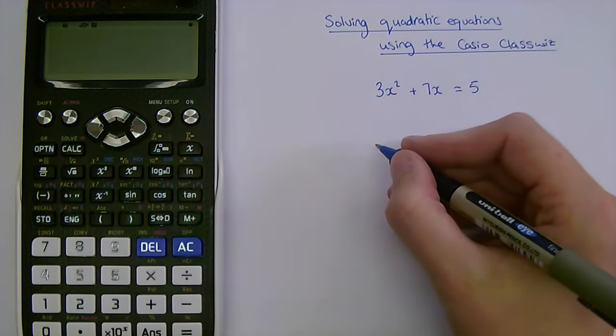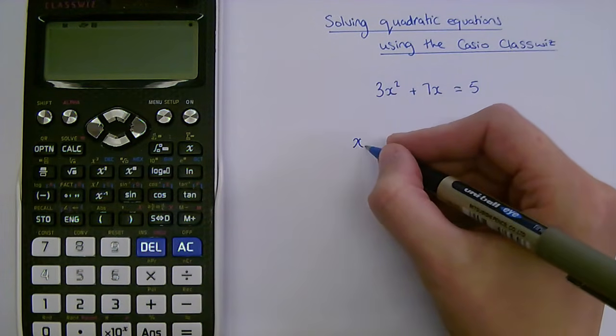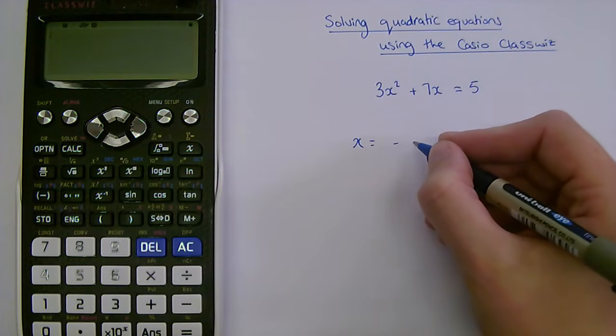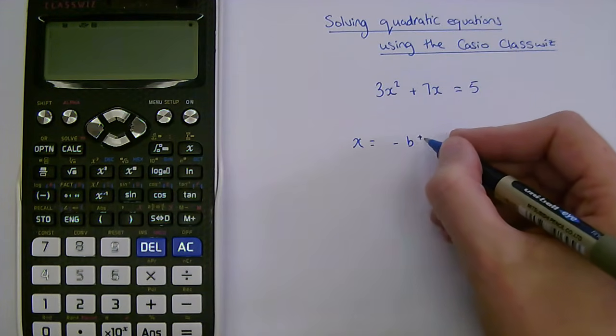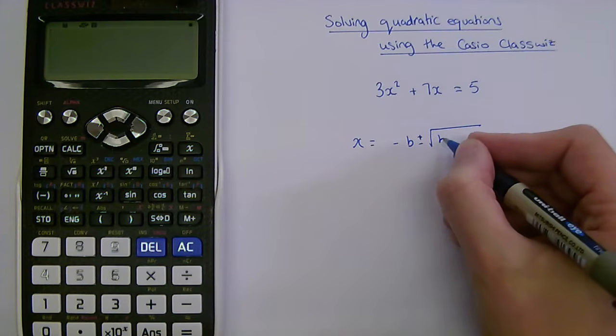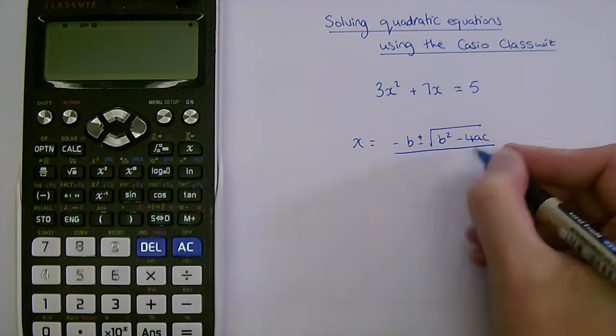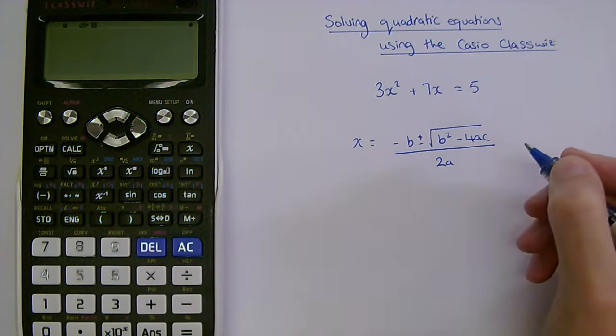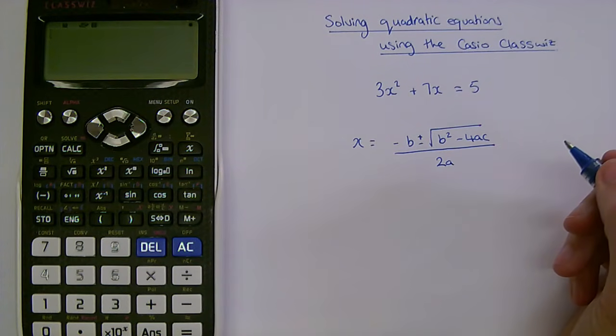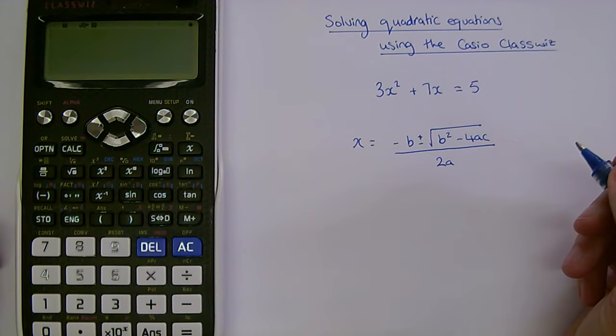Just as a reminder for correctness, the quadratic formula is x equals minus b plus or minus the square root of b squared minus 4ac, all divided by 2a. And you'll need to use that for lots of GCSE and A-level questions. However, the new ClassWiz calculators will solve those equations for you.